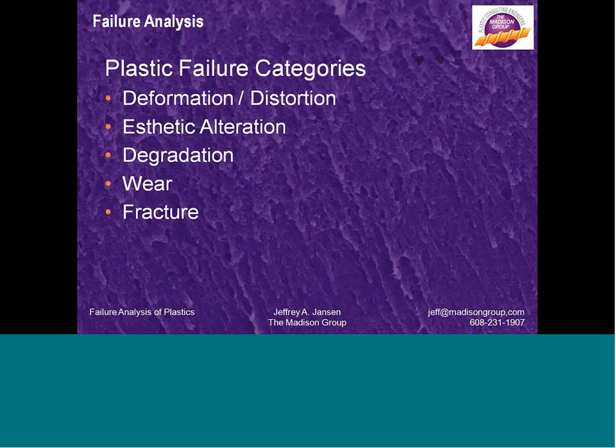Typically for plastic part failure, we see failures in a number of categories, and they tend to drop out as such. We tend to see some deformation or some distortion, so some change in dimensions. That could be one type of failure. Another type of failure is aesthetic alteration. Something either changes color, it may become cloudy if it's a clear part, but something aesthetically then goes wrong.